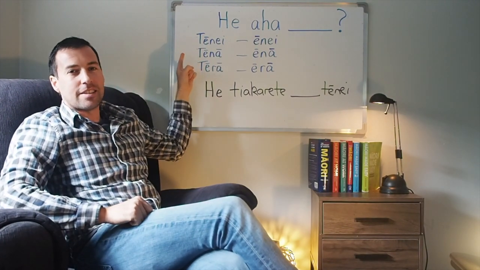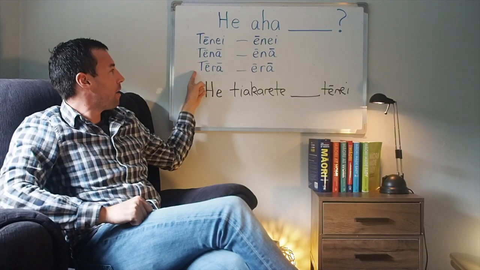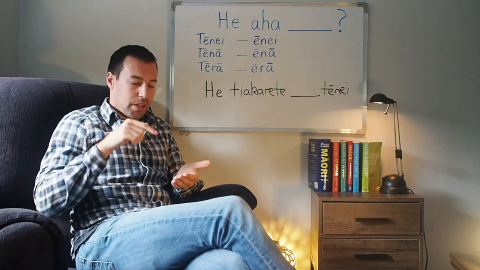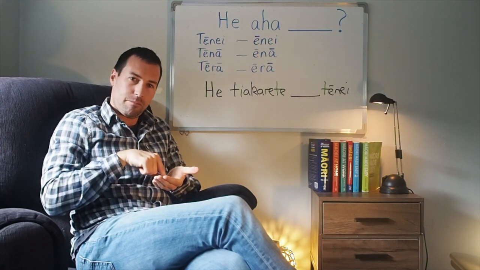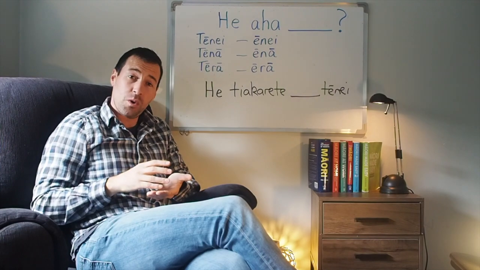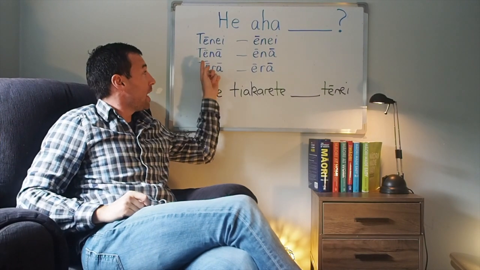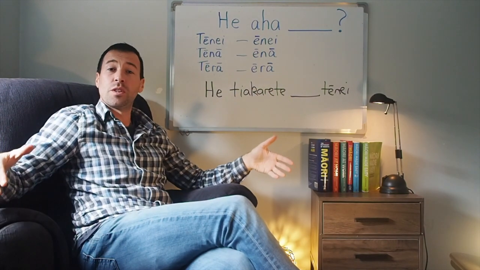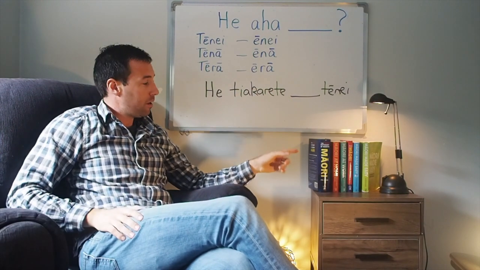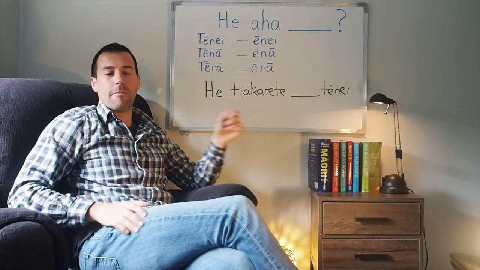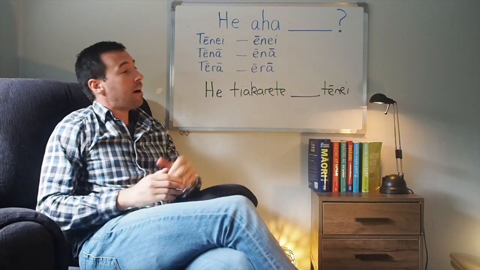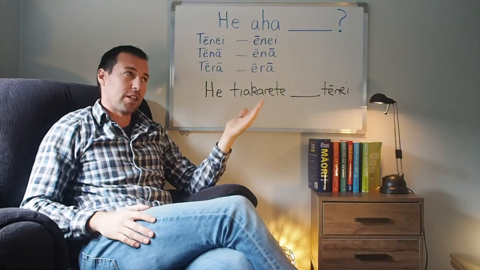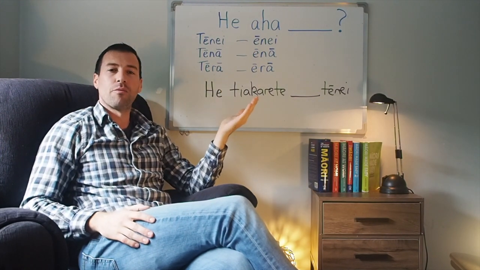Tēnei, tēnā, tērā. Remembering, tēnei, this, right here. Close to me or something I'm holding, this. Tēnā, that, in close proximity or in the bubble of the speaker. For example, that book, tēnā. And tērā, that over there, that over yonder, for example, that tree or that hill over there, well away from the speaker.